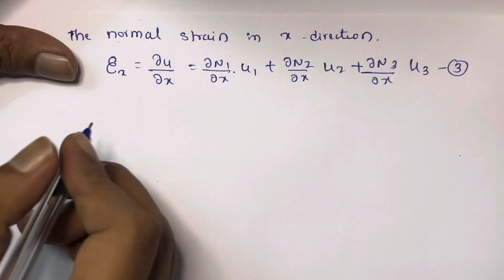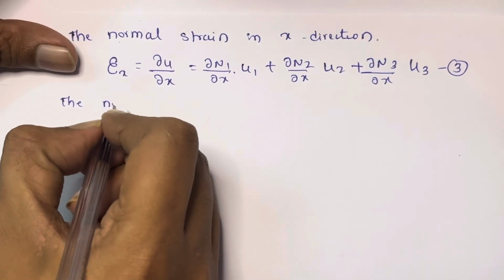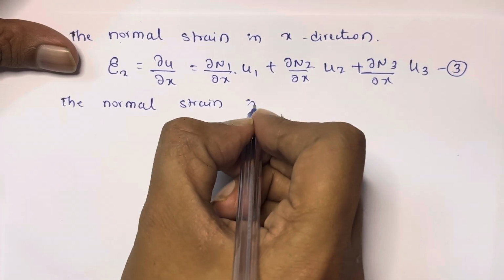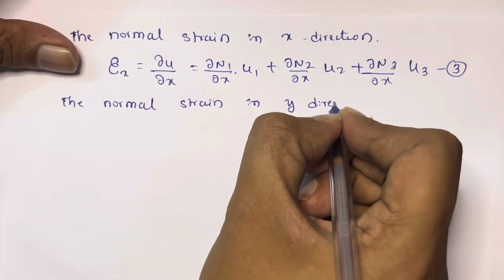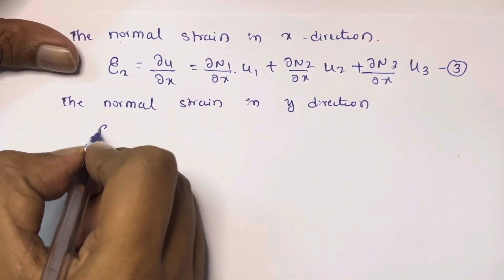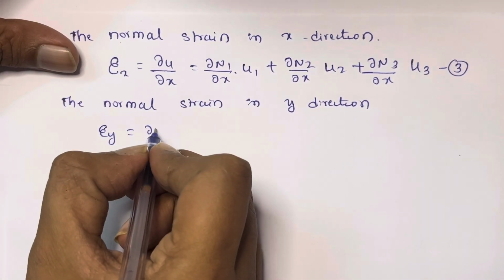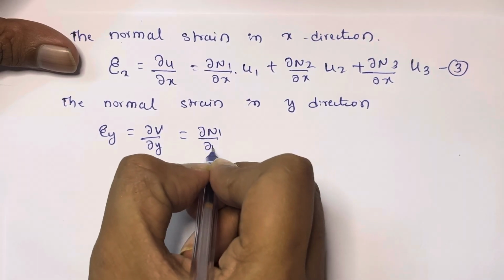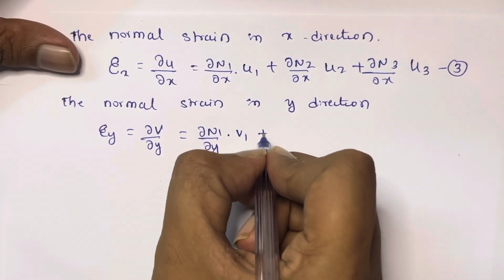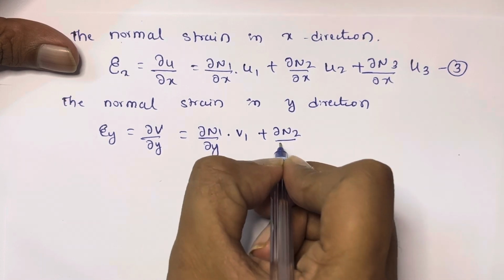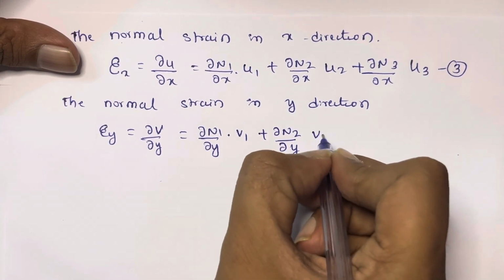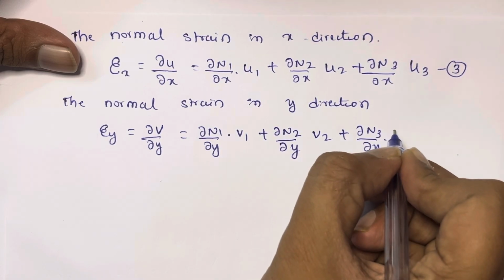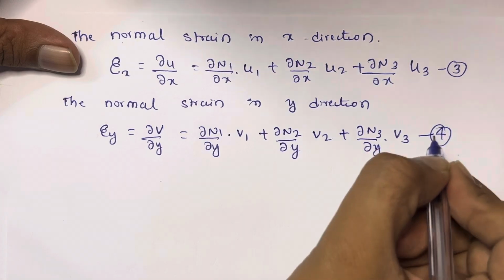Similarly, the normal strain in y direction, epsilon y equals dou v by dou y. Similarly dou n1 by dou y into displacement v1, dou n2 by dou y into v2, dou n3 by dou y into v3. This is equation number 4.